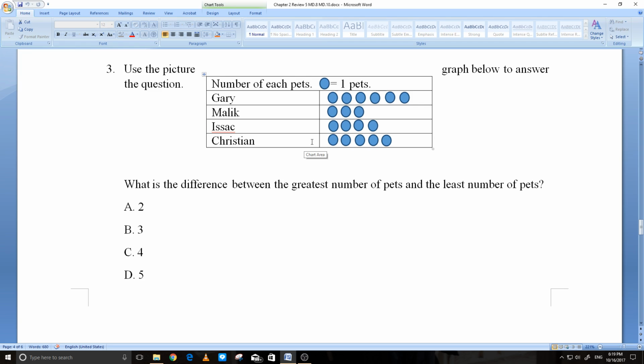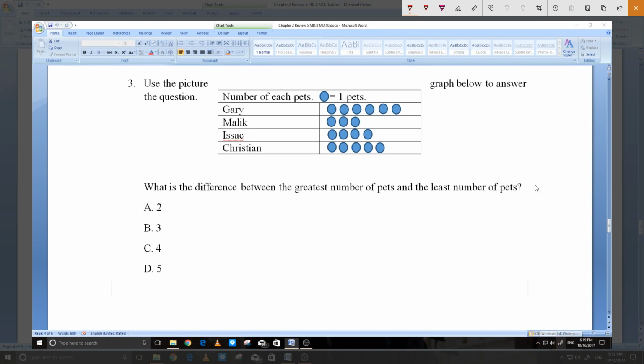Use the picture graph below to answer the question. So this is the picture graph right here, the picture we need to look at. Number of each pets. Each one of these blue dots represents one pet. We have 4 students here, Gary, Malik, Isaac, and Christian. Before I go on any further, I always want to come over here and figure out how many pets they each have. So Gary, let's just count. 1, 2, 3. Oh, I'm sorry, I should count like this. This is better. 1, 2, 3, 4, 5, 6. Okay, Gary has 6 pets.